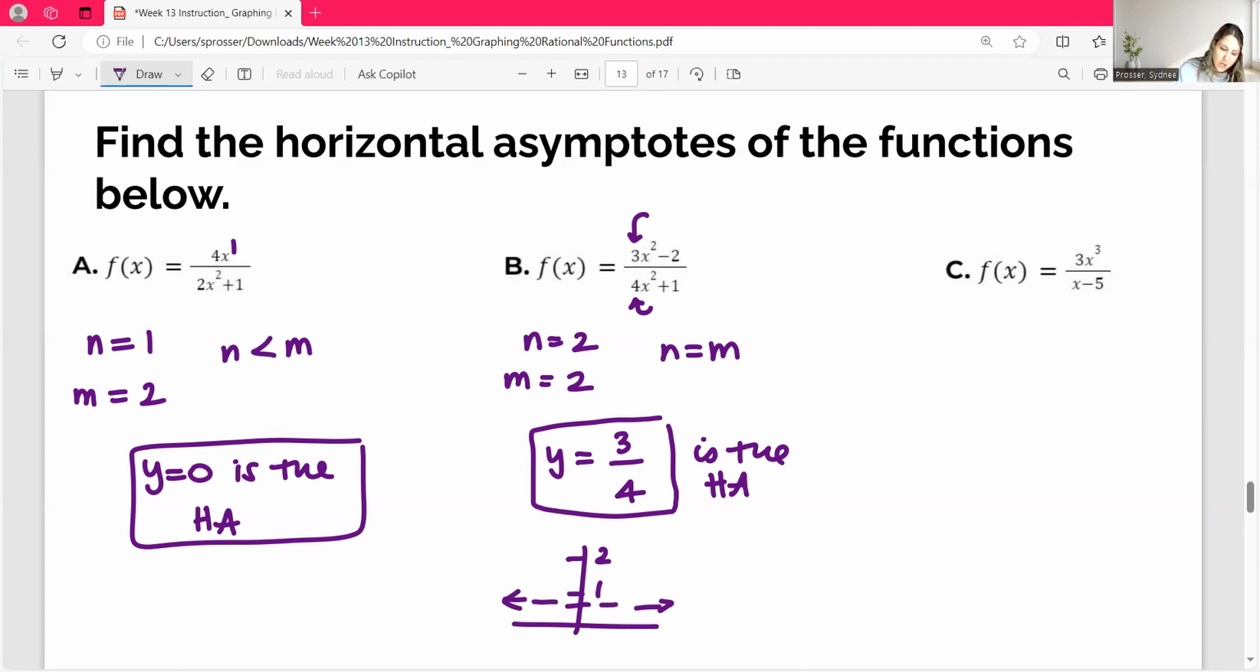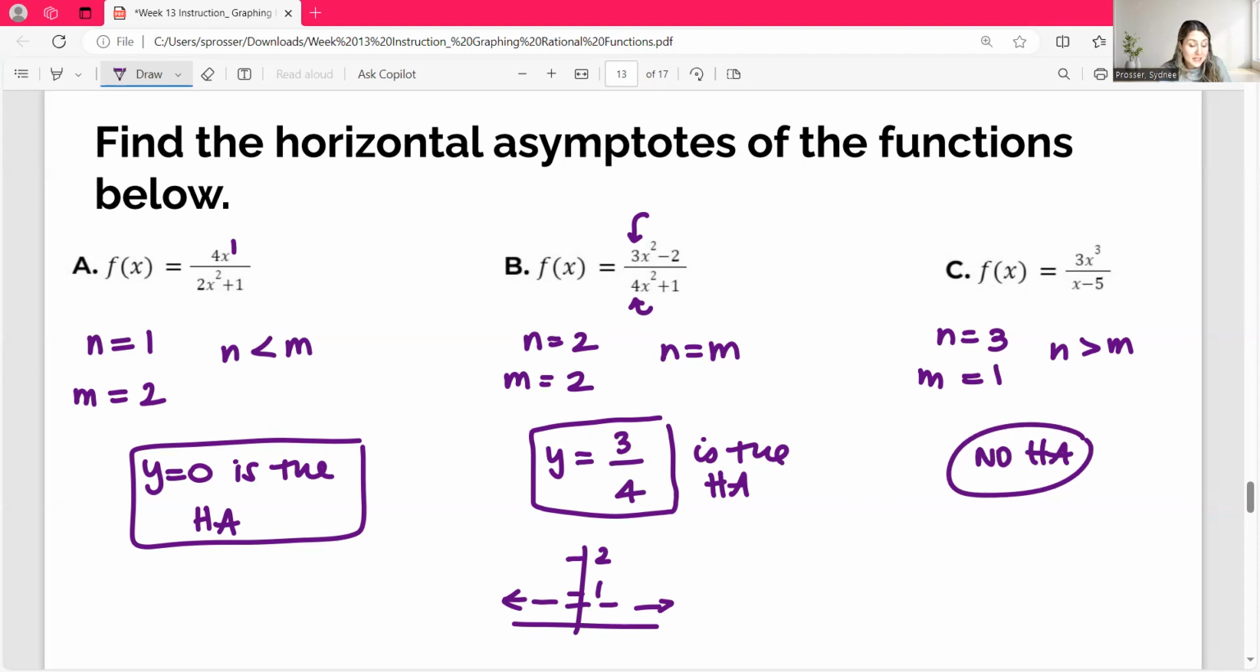And then let's check out C. Numerator degree is 3, denominator degree is 1. So it's bigger in the numerator than the denominator. There is no horizontal asymptote when that happens. Okay? That's how we find horizontal asymptotes. Send me any questions if you have them.